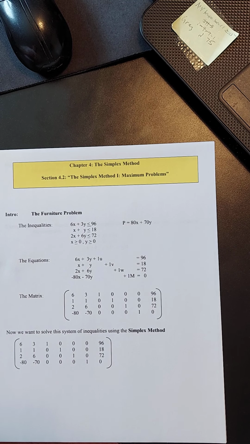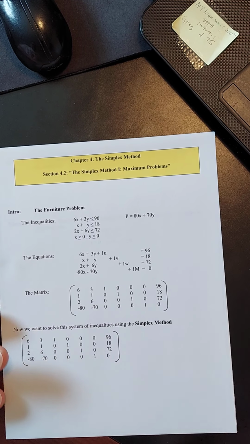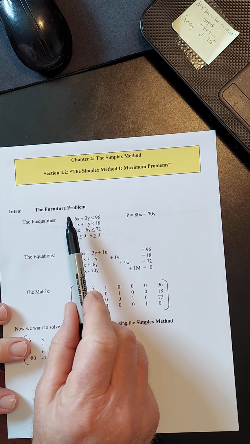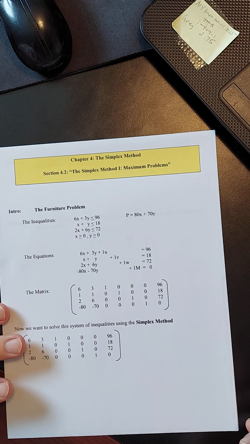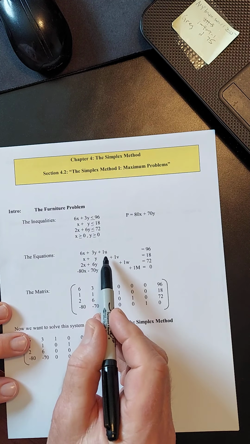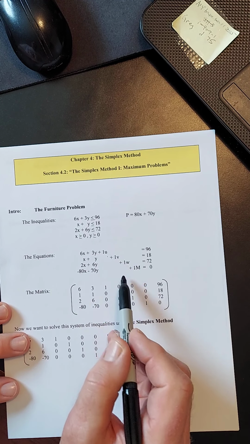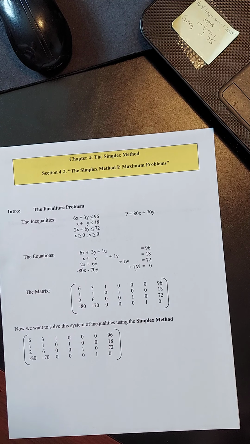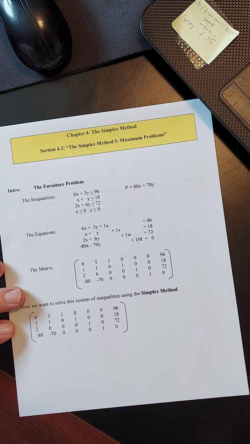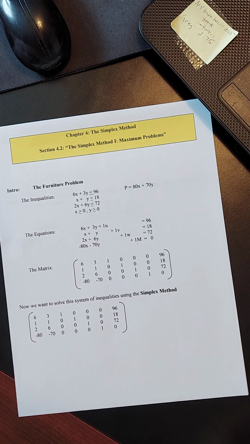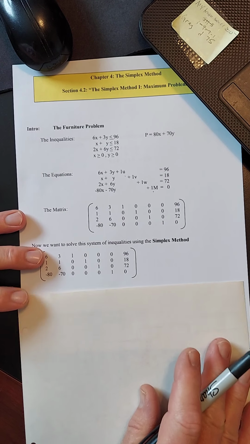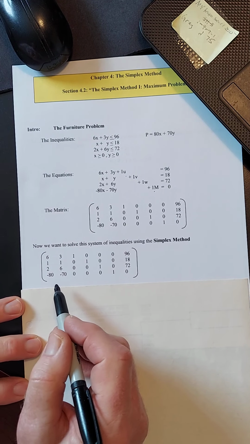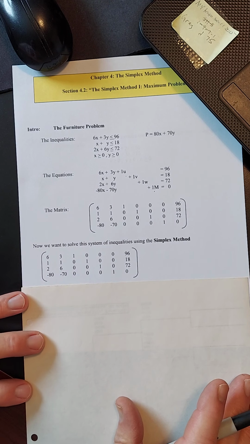And what we did in the first section, and this is the important thing, is going back to the furniture problem. So you start out with your inequalities and your profit function. We change them into equations where you have these slack variables, u, v, w, and then m is not necessarily a slack variable, but it's something we use. And then we change that into matrix form. So from there, I'm going to show you this method. And so here's my matrix, and I want to be able to solve that.